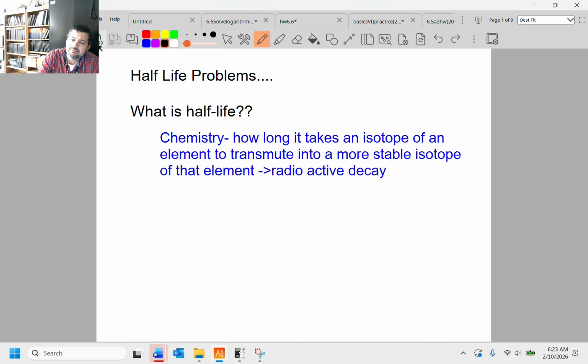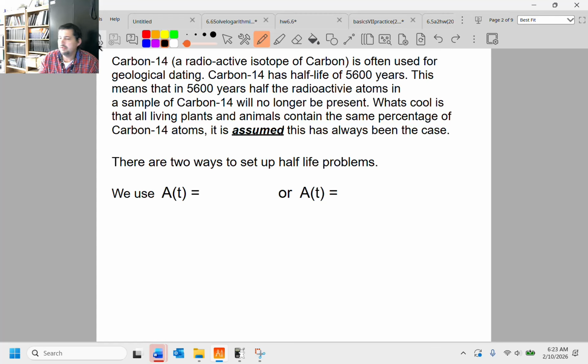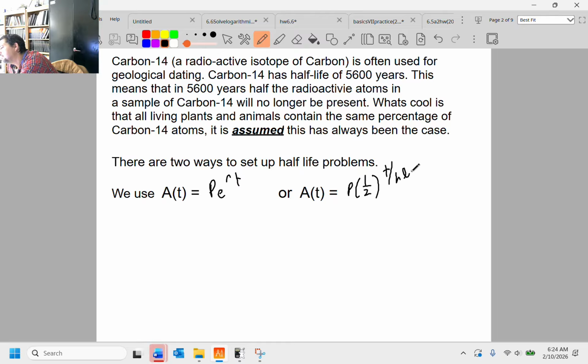Anyways, we're going to do these one primary way. A lot of people will teach half-life with PERT, P times e to the RT, and I've discovered that's a complete disaster. I like to use this version: principal times 1/2 to the T over the half-life time. That's the easiest way to do these things. I swear it is. It doesn't get any easier than that, okay? It's the easiest way to possibly do these things.